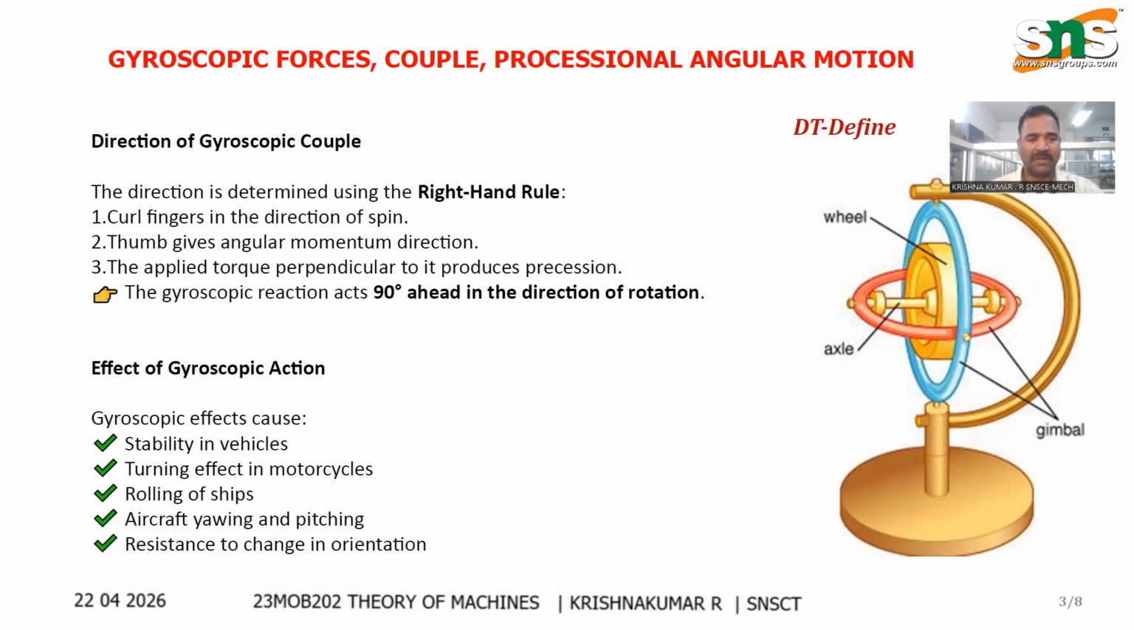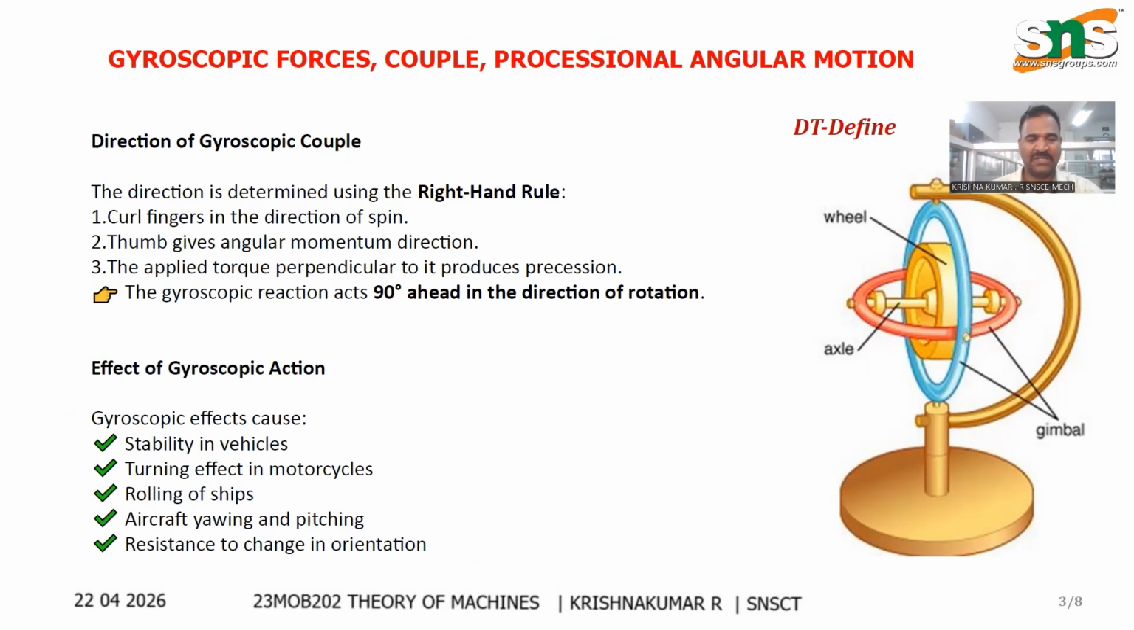Then the gyroscopic couple is the torque required to change the direction of the axis of rotation of the spinning body. It is a direct result of the gyroscopic effect and is responsible for the stability or instability of a rotating system. The magnitude of the gyroscopic couple is given by C equals I, then explanation.